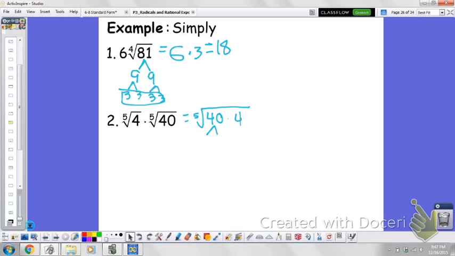I can split 40 into 10 and 4, 4 into 2 and 2, and 10 into 5 and 2. And I can split my 4 into 2 and 2. We are doing a fifth root, so I'm looking for sets of 5. Well, here I have 5 2's. So my solution is 2 times the fifth root of 5.